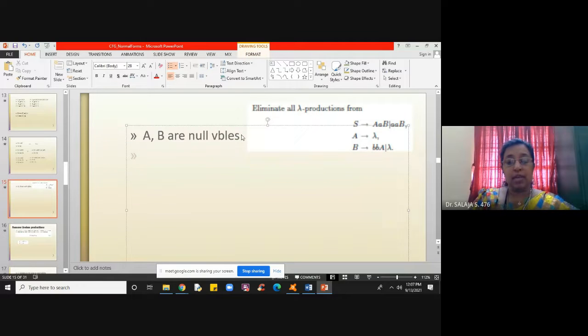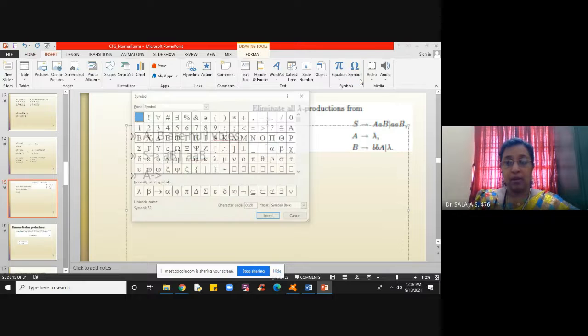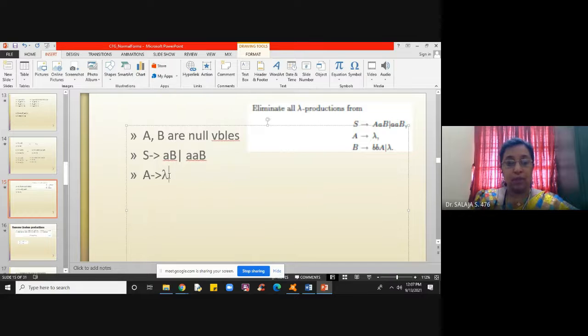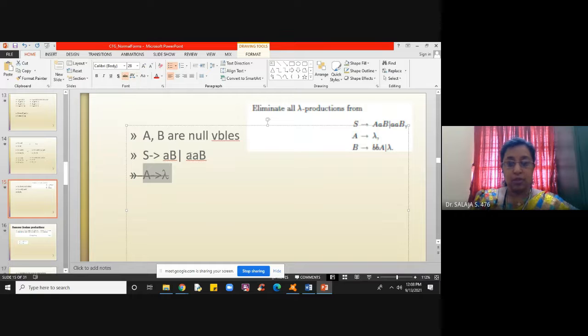So since A and B are null variables, we'll rewrite this production saying you have only one option for A, which produces lambda. So I'll comfortably remove A here. You have two options. Now A produces lambda, we'll remove it because that is not part of our production once you have removed the lambda concepts. So we'll just remove this particular production.